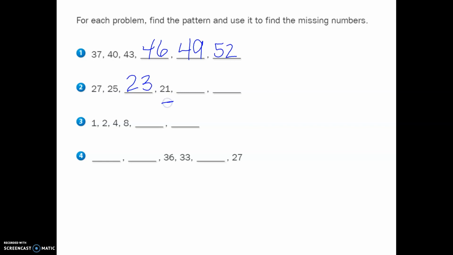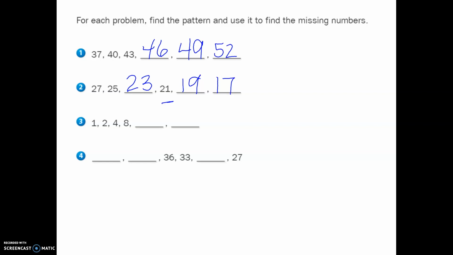There's a 21 there, so let me check to see if that still works. 23 minus 2 is 21. Yep. So 21 minus 2 is 19. 19 minus 2 is 17. For number 3, I've got 1, 2, 4, 8. Well, that seems pretty simple.